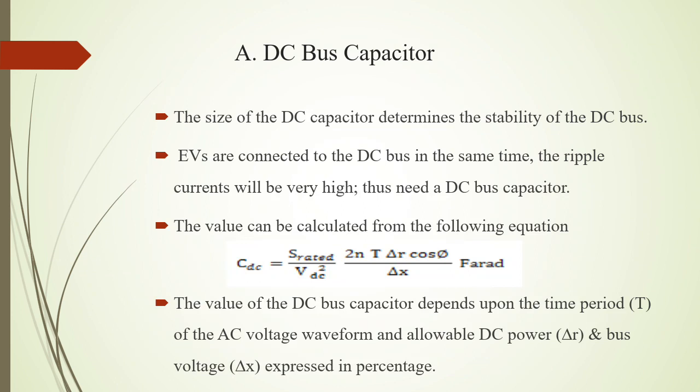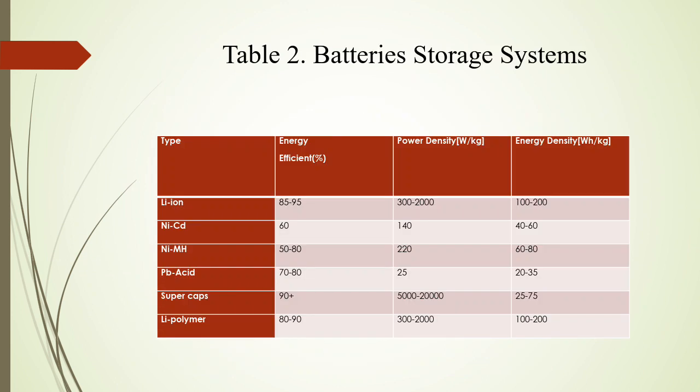The value of the DC bus capacitor depends upon the time period T of the AC voltage waveform and the allowable DC bus voltage ripple delta x, expressed as a percentage. Battery storage system.